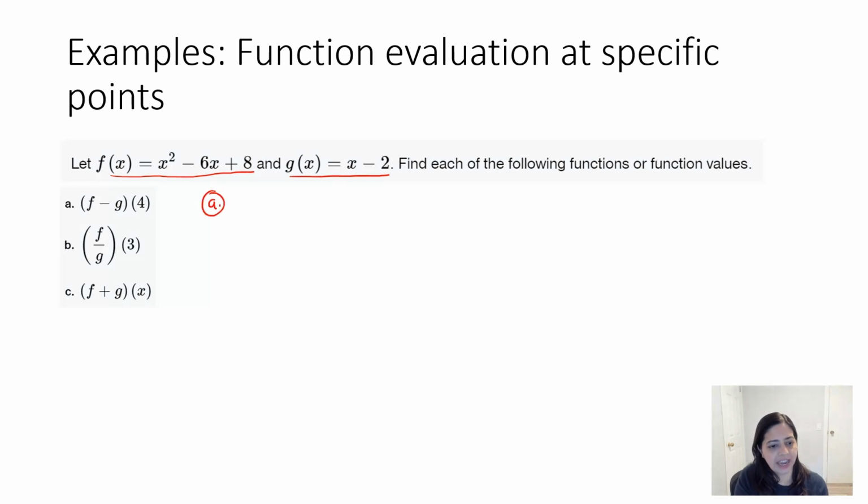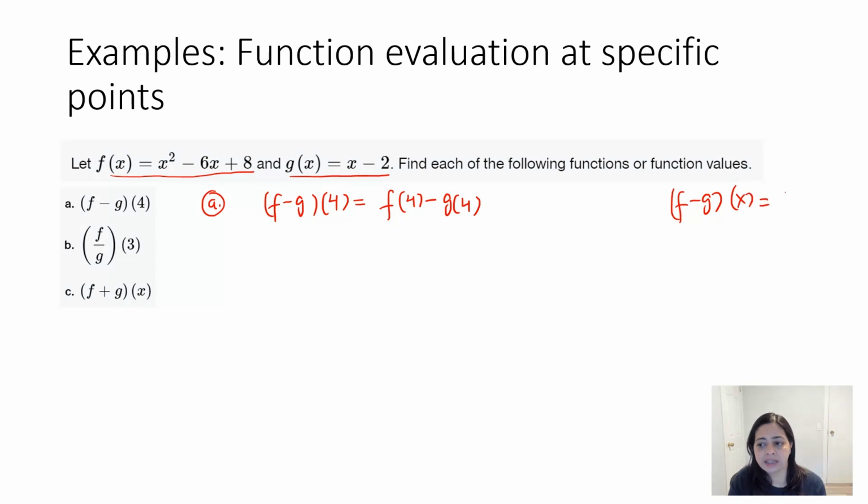So let's look at A, f minus g at 4. Now how do you simplify this? It's a difference function, so it would be f at 4 minus g at 4. Remember, f minus g at x is f(x) minus g(x). The only difference is now you are given a specific value of x, which is x equals 4. So the same definition gets applied.